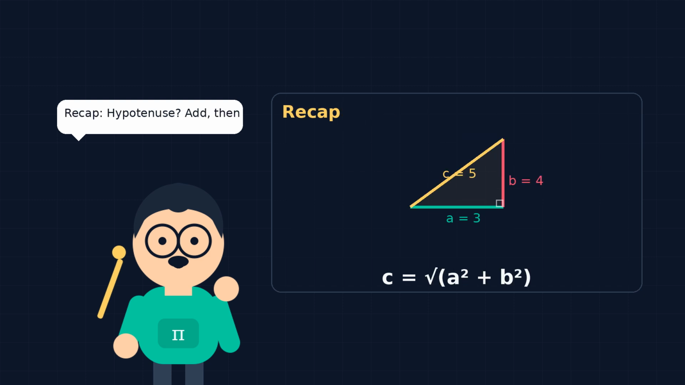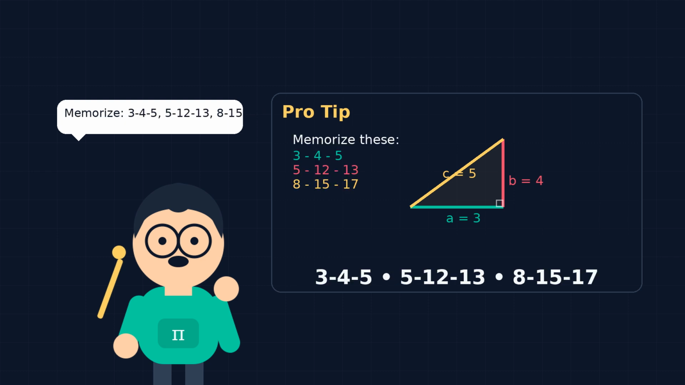So, quick recap. Finding the hypotenuse, add the squares of the legs, then square root. C equals square root of A squared plus B squared. Finding a leg, hypotenuse squared minus the other leg squared, then square root. Top 3 Pythagorean triples to memorize for your exams: 3, 4, 5, 5, 12, 13, and 8, 15, 17.